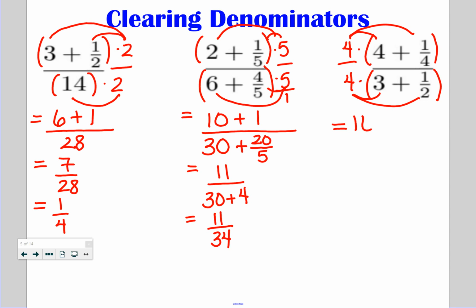4 times 4 on top is going to give me 16. 4 times 1/4 is going to give me 1. 4 times 3 on the bottom, 12. 4 times 1/2 on the bottom gives me 2. And you can see very nicely now that all of my fractions have been cleared. 16 and 1 on top gives me 17. 12 and 2 on the bottom gives me 14. 17 and 14 have no factors in common, so it doesn't reduce. I'm going to leave my answer in this improper fraction form.